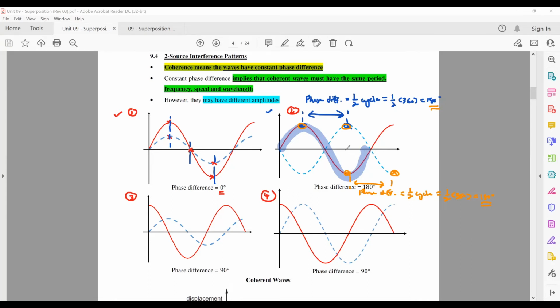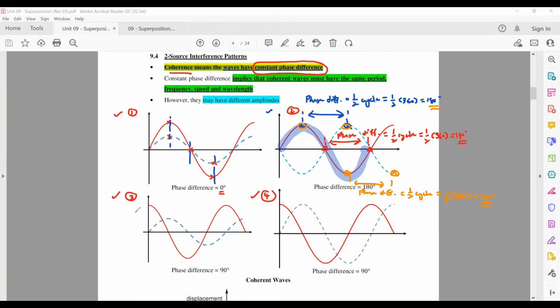If I pick the equilibrium position going downwards, let's just say for the red wave, this one, and the blue wave is this one, again, you see my phase difference is going to be the same. Here my phase difference is again still half a cycle, half of 360, giving you 180 degrees. So you see, no matter which pair of points that I pick, I am always having constant phase difference. This is what coherence means. So if you repeat this analysis for the third diagram or for the fourth diagram, you will still get that conclusion that the phase difference is always going to be the same.